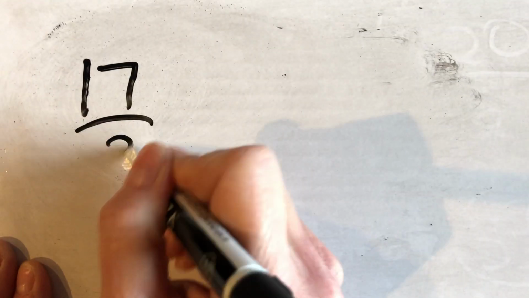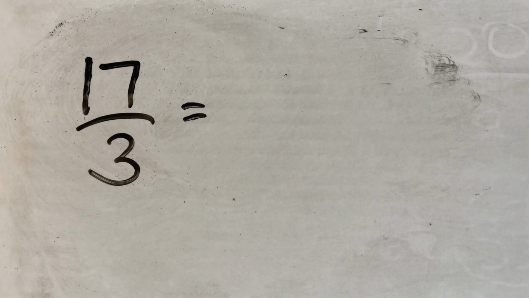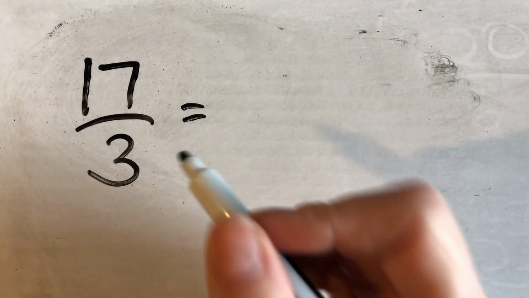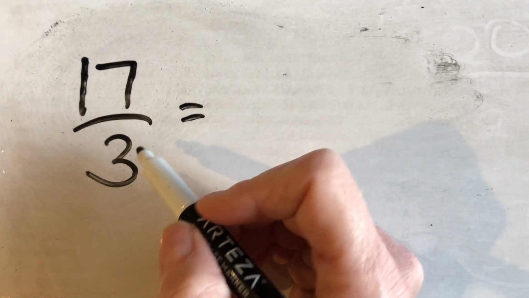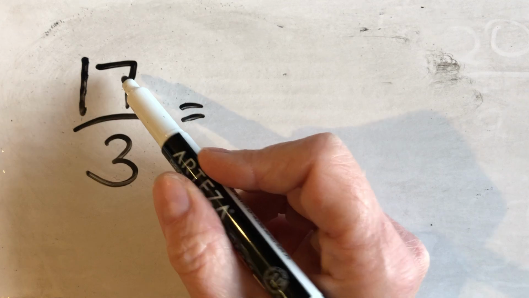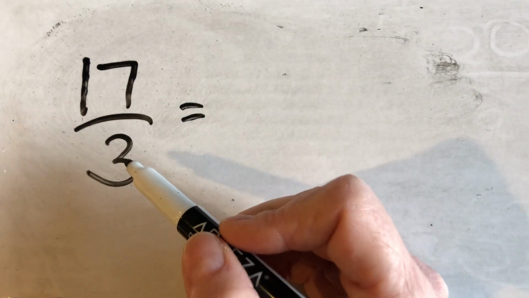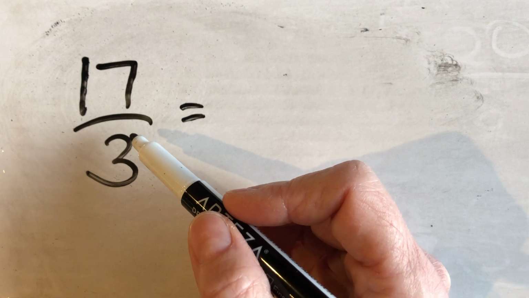All right, next I have 17 thirds. We want to change that into a mixed number. Go ahead and press pause. All right, hopefully you have pressed play, not unpause. So I'm going to ask myself how many groups of 3/3 there are in 17. Or I could ask myself how many groups of 3 are in 17 to get my whole number.